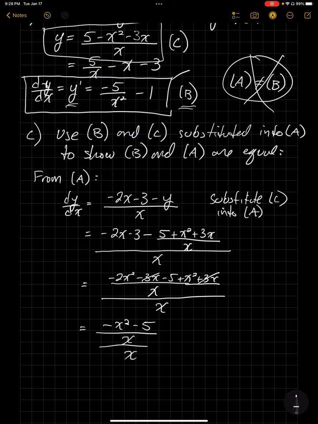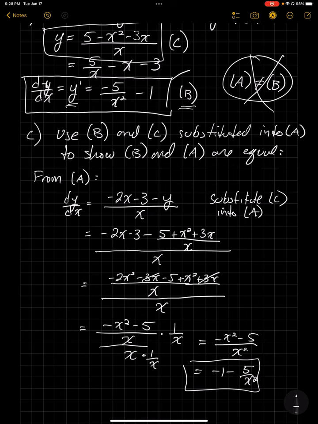And then, of course, to resolve the denominator, we can just simply multiply this by 1 over x. And that then gives us that dy by dx is equal to negative x squared minus 5 over x squared, which is equal to negative 1 minus 5 over x squared. And that expression is the same as our expression that we wrote for b when we differentiated explicitly. So the technique works both ways.